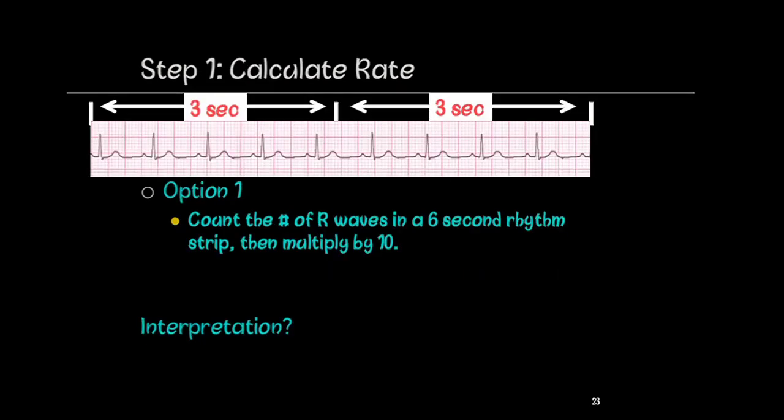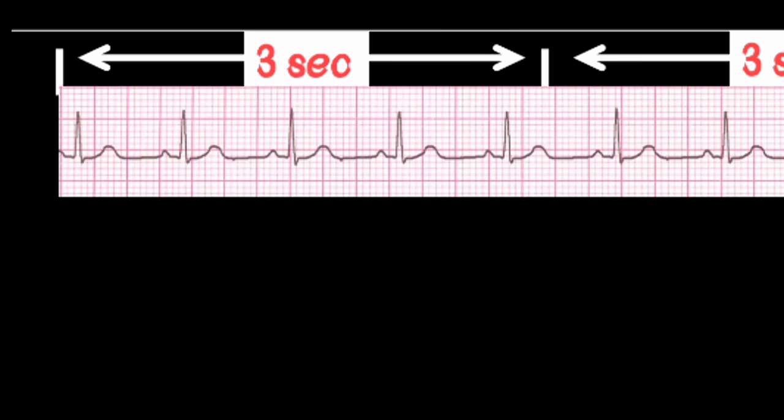One of the methods to calculate the heart rate is to count the number of R waves in a 6-second rhythm strip and then multiply by 10. Here in the 6-second rhythm strip, we have 1, 2, 3, 4, 5, 6, 7, 8, and 9 R waves. Now when we multiply this 9 by 10, it makes 90. So the heart rate here is 90. Now let's calculate the heart rate via other methods.